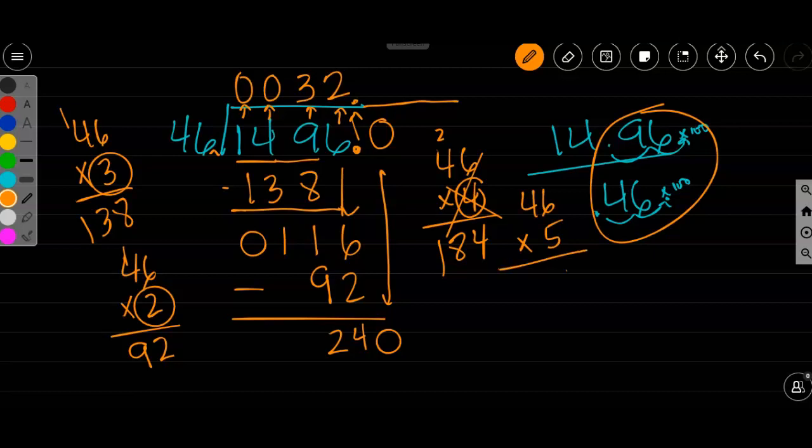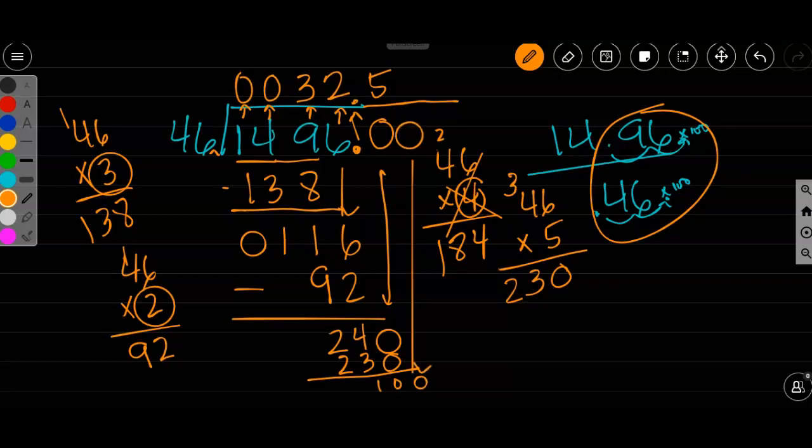Let's see what happens. Here's 30. That's 23. Ooh, oh gosh, that was close. 230. Okay, so 230, that's 10. We've got 100. Uh-oh, we got to keep on going. Okay, so 46, that's going to be a 2. So it's 92. That would give us 80. We're just going to keep on going.